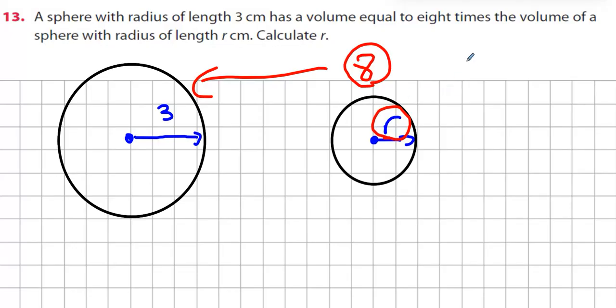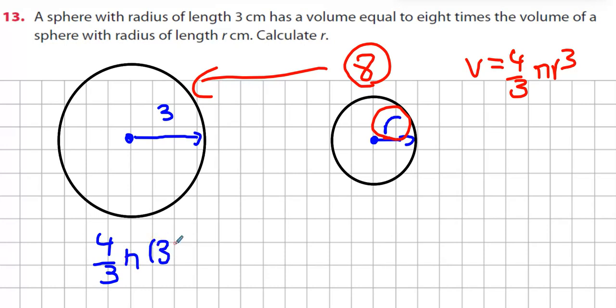So what you're going to do is use the volume of a sphere formula. What's the volume of the big one, guys? What do we say? 4/3 pi times what? 3 cubed, yeah? What's the volume of the smaller one then? What can we write for the smaller one? 4/3 pi, and then here?